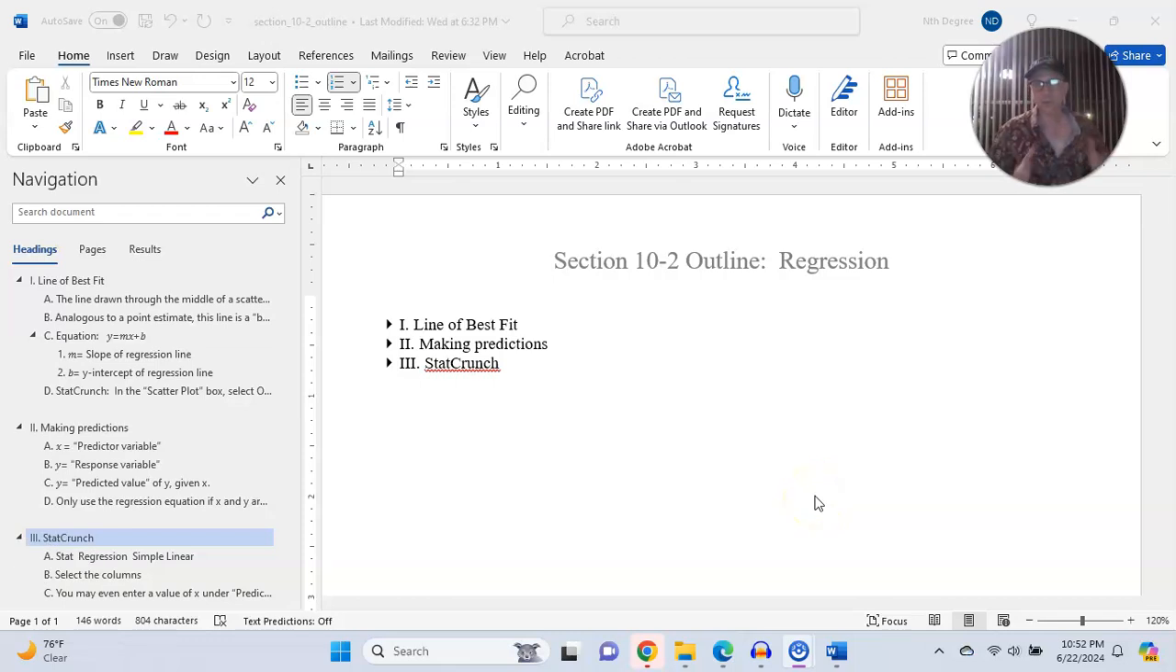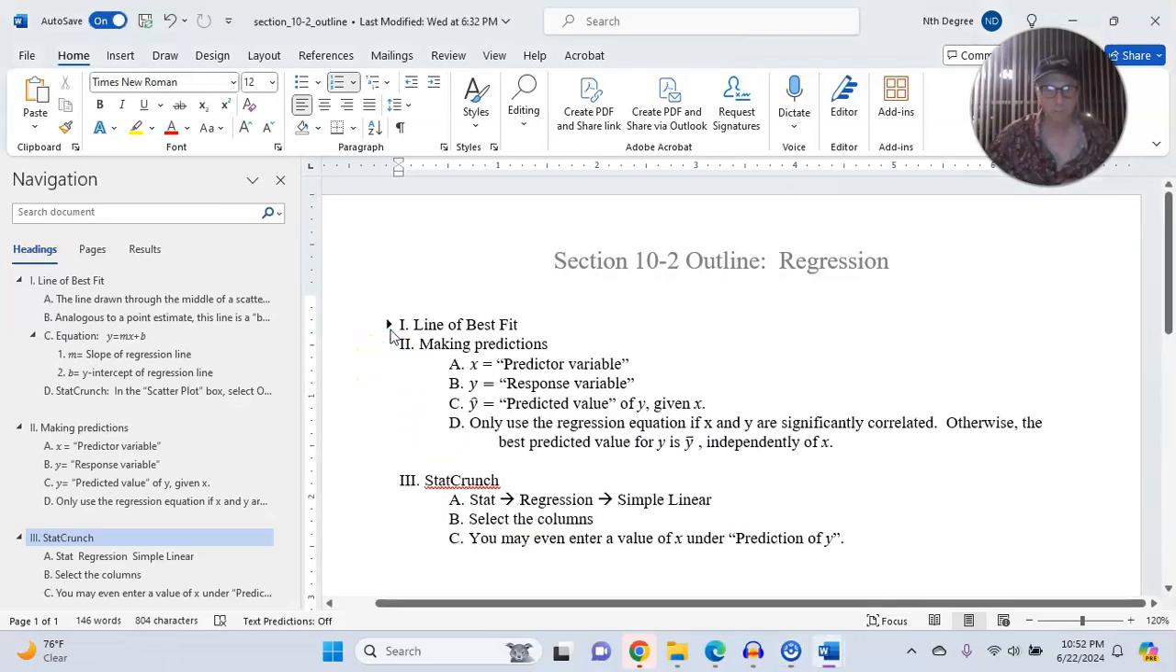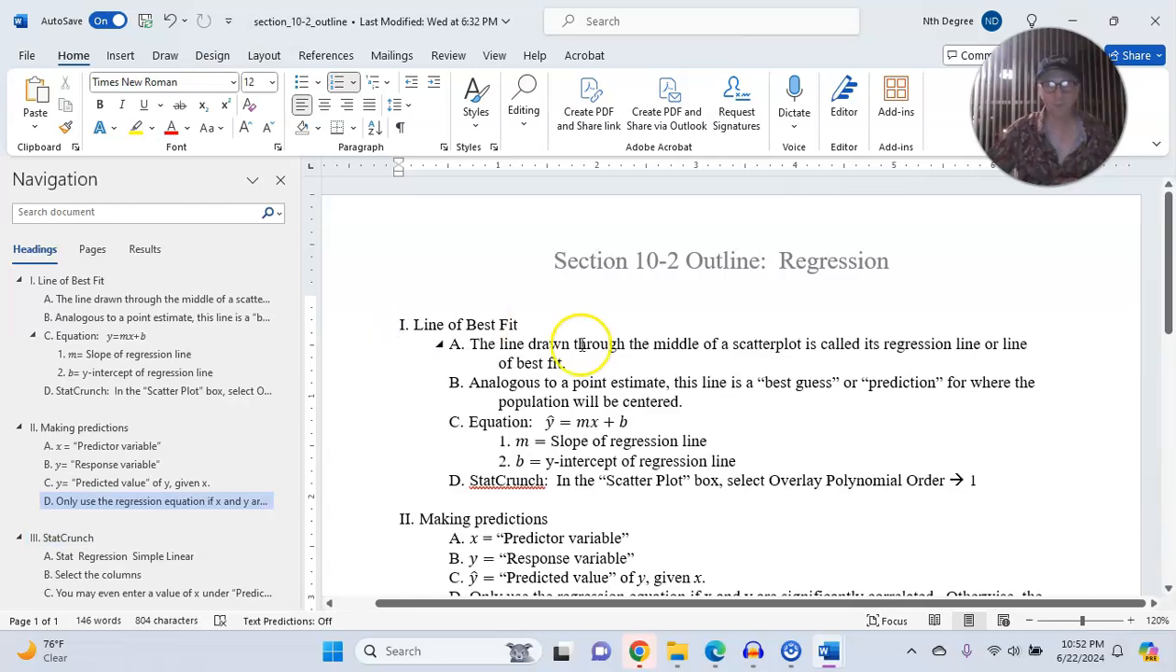All right, we've covered some pretty big concepts already. Scatter plots, correlation. The next big concept in this week is regression. The three main topics that we'll study here will be the line of best fit, making predictions, and then, of course, StatCrunch calculations. So let's unpack that first topic, the line of best fit.